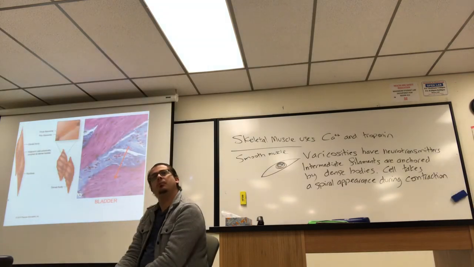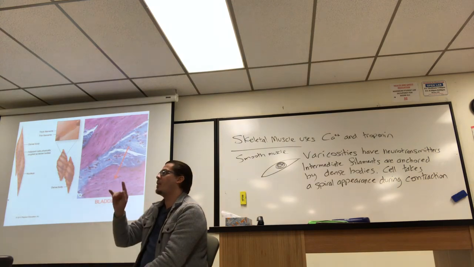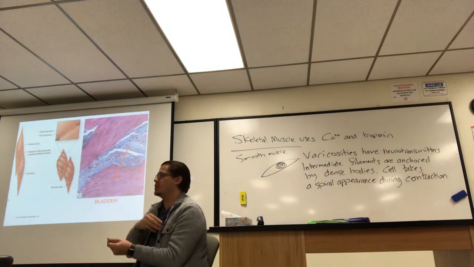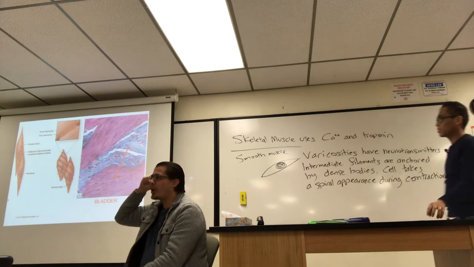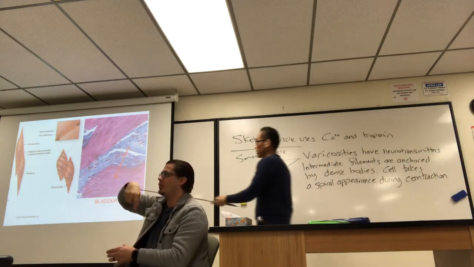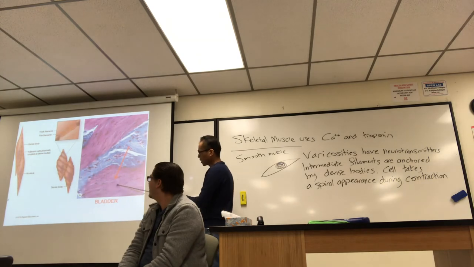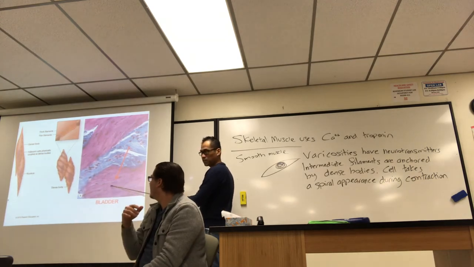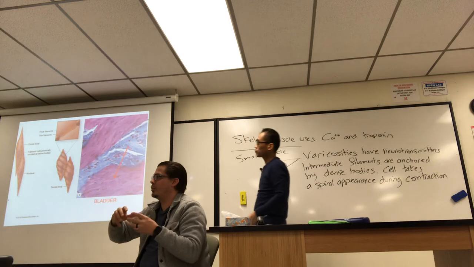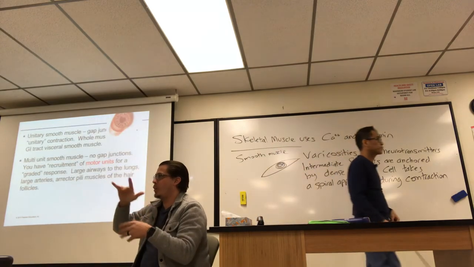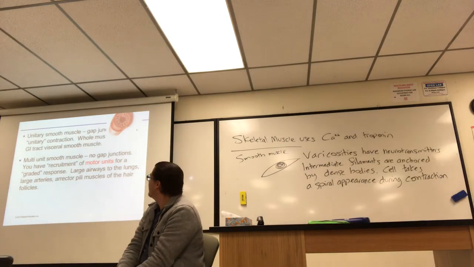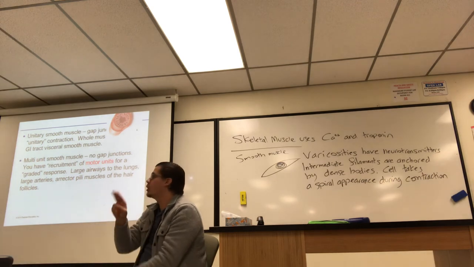Here's bladder, which has smooth muscle in it. And to give the analogy of a barbershop pole, kind of looks like that. And the muscle looks kind of all squiggly and spirally under the microscope. There's something called unitary and multi-unit smooth muscle, so let's kind of distinguish that.